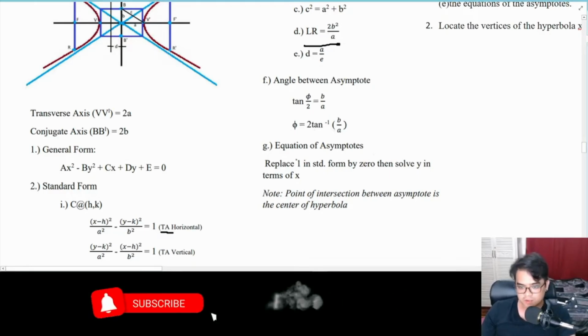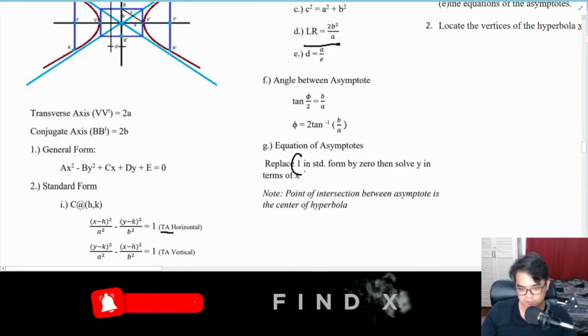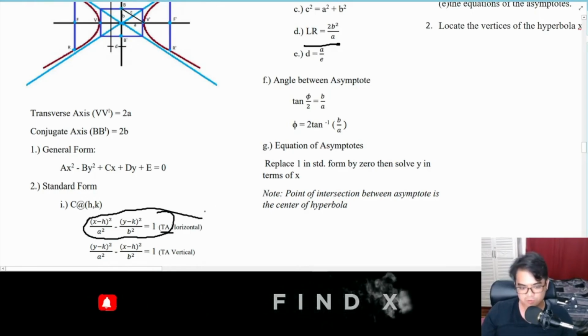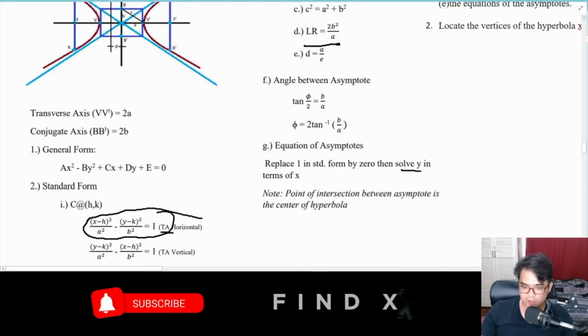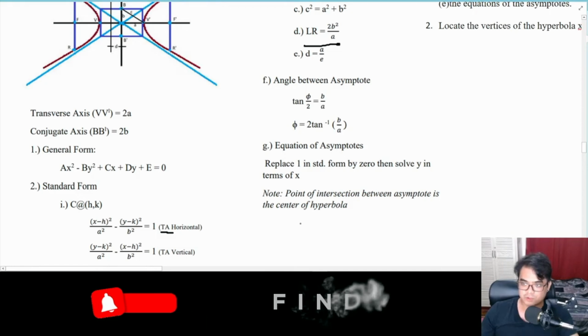And to locate the equation of the asymptotes, all you have to do is replace 1 in the standard form by 0. Going back, this is the standard form, so you will replace 1 with 0. It will now become equal to 0, and then solve for y in terms of x. That's it. You will be able to get two equations for that. We'll be solving a problem regarding that.